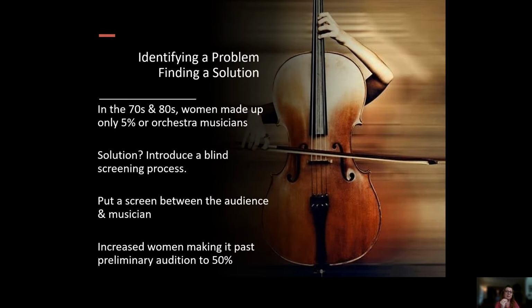They introduced a blind audition where you couldn't tell the sex or gender of the person playing for you, and it immediately increased the number of women making it to the next step. Now, women didn't immediately become 50% of orchestras, of course. There is some follow-up, but it made an immediate difference. And the fact that it made an immediate difference tells us that the problem was bias.